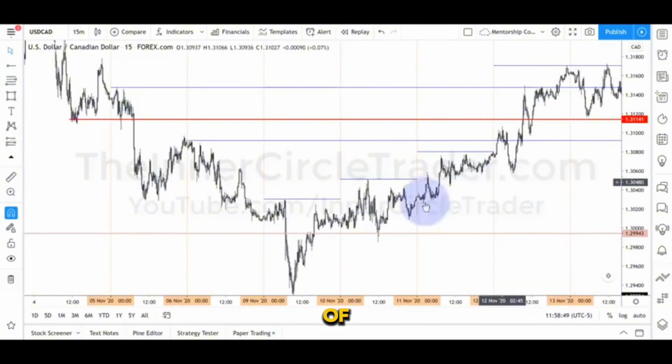You need to look at all of these days here with the times of day that I teach, which are the London Open Kill Zone, the New York Open Kill Zone, and the London Close Kill Zone. And look at how these patterns form.